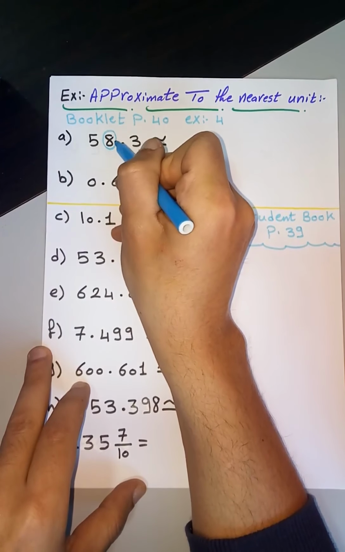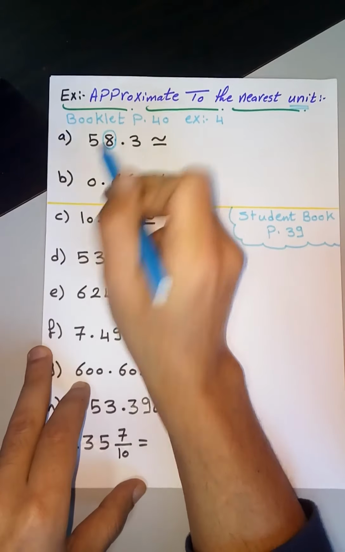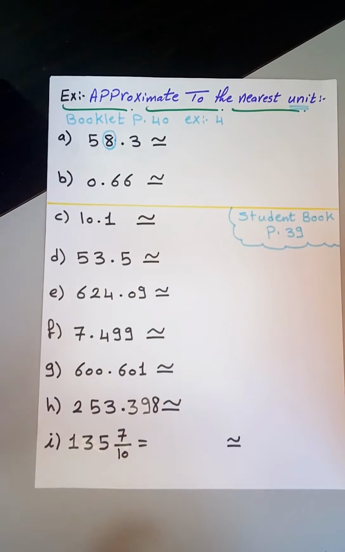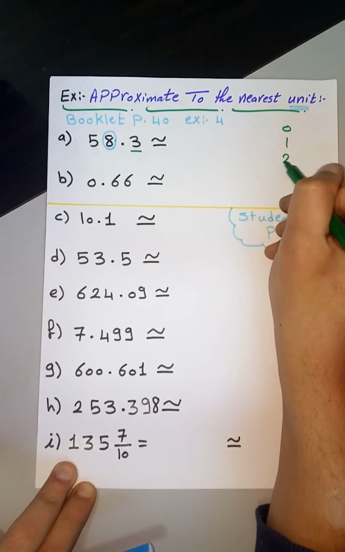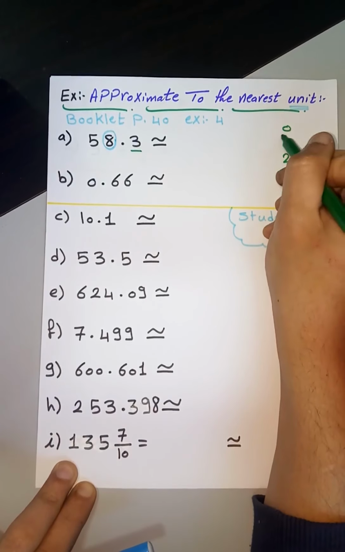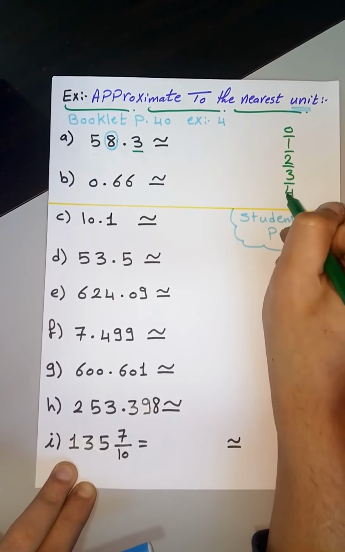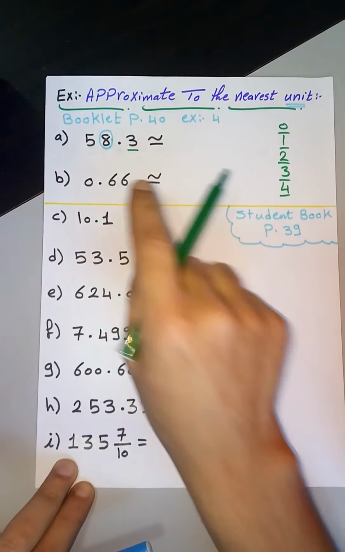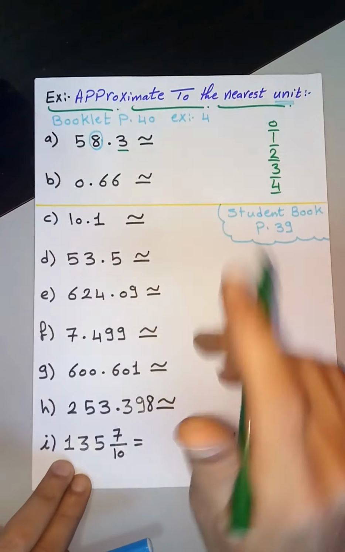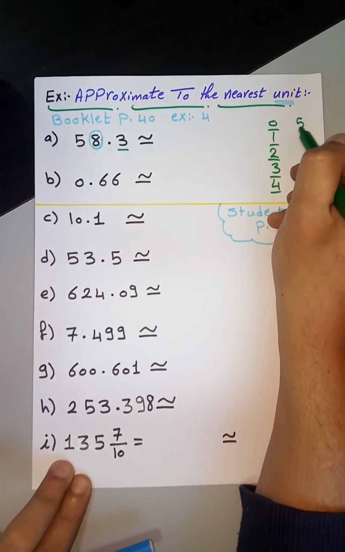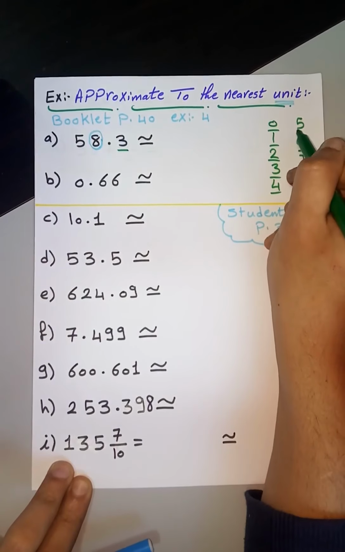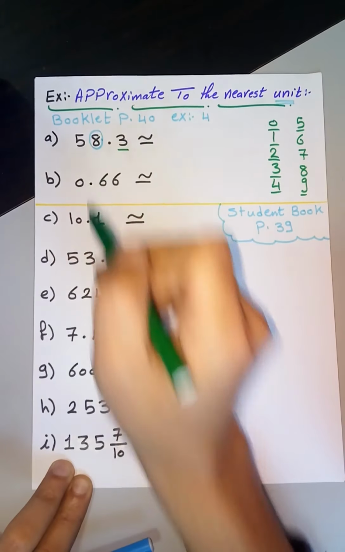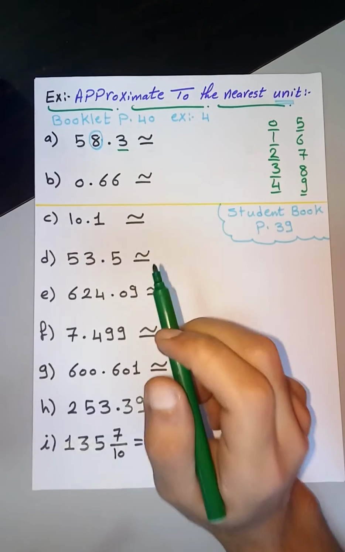Now we approximate to the nearest unit, so we have to circle the digit which represents the unit digit and underline the next digit. If the underlined digit is 0, 1, 2, 3, 4, we're not going to increase the unit digit. But if the underlined digit is 5, 6, 7, 8, 9, we're going to increase the unit digit by 1.